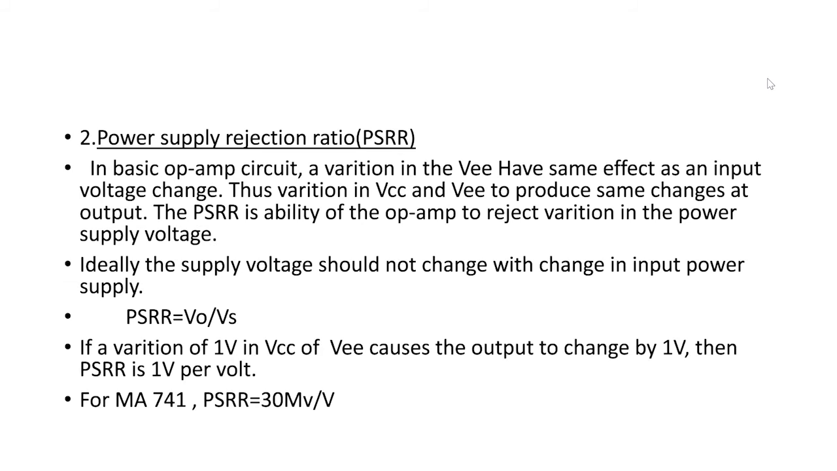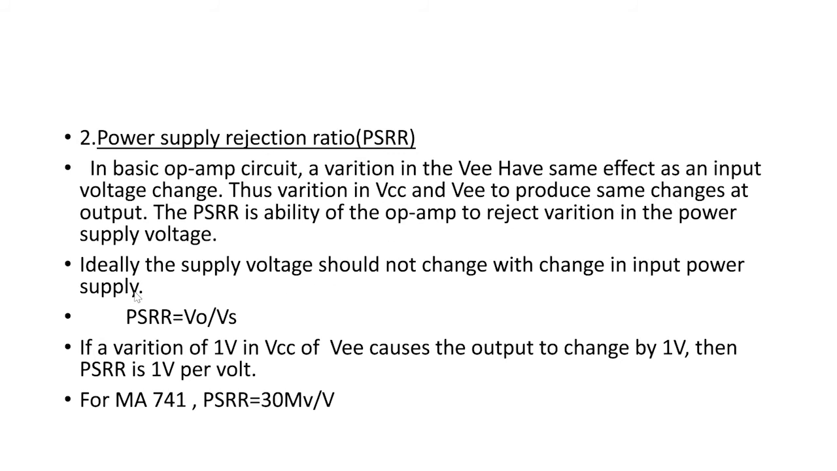Power supply rejection ratio, PSRR. In a basic op-amp circuit, a variation in the supply voltage VCC or VEE has the same effect as an input voltage change. Thus, variation in VCC and VEE produces the same changes at the output. The PSRR is the ability of an op-amp to reject variation in power supply voltage. That is, when there is a change in the power supply, the PSRR rejects the variation.